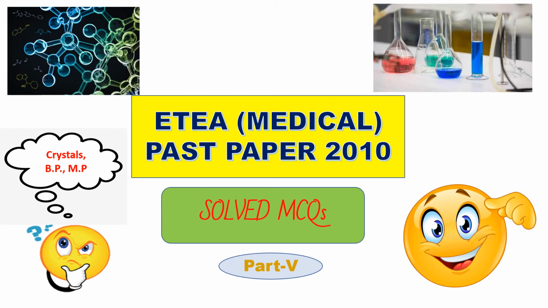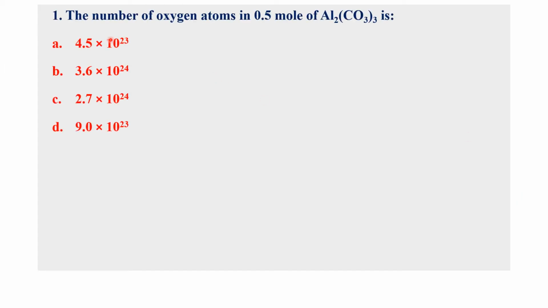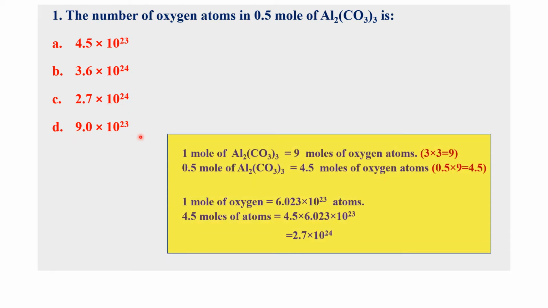Solved MCQs of past ETA paper. The number of oxygen atoms in 0.5 mole of aluminum carbonate is: 4.5 × 10^23, 3.6 × 10^24, 2.7 × 10^24, 9 × 10^23. So we will solve it.